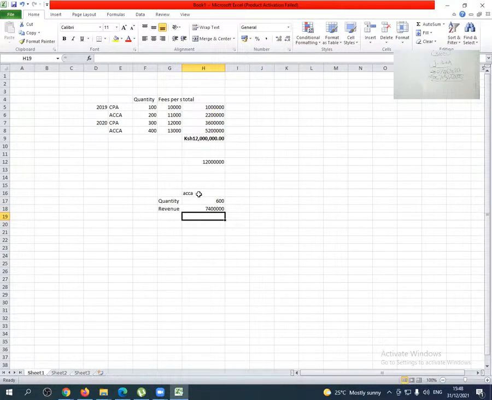Now I've been able to automate my function. So what I need to do is to change this to whatever I want. If they want CPA, I'll be able to say CPA there. And then I say enter, and it will be able to change automatically like that.